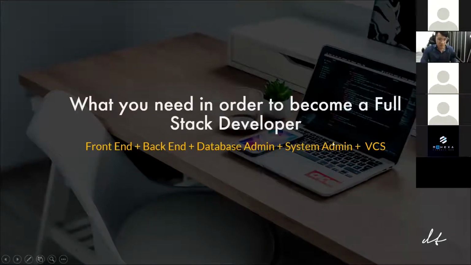So what do you need to do in order to become a full stack developer? As you know, a full stack developer covers front end, back end, database admin, system admin to configure and deploy stuff, as well as a version control system. You have to be familiar with all aspects of technology in order to become a full stack developer.